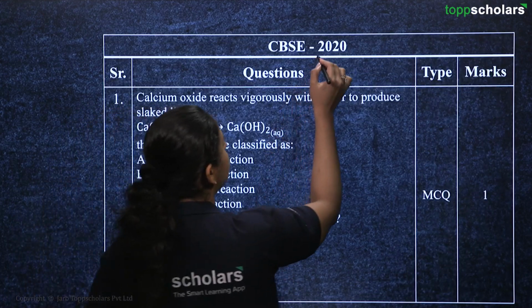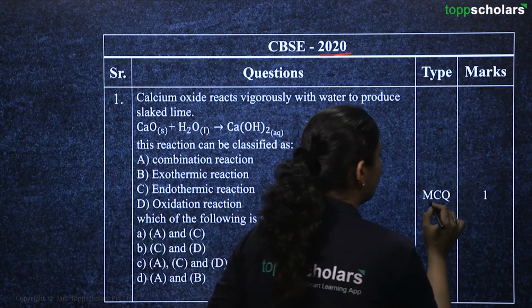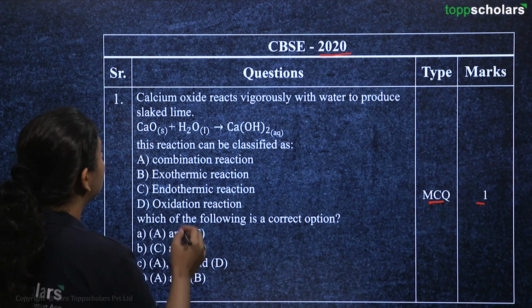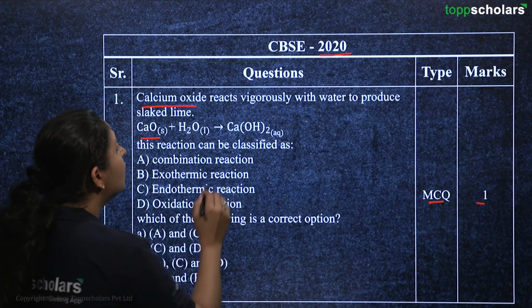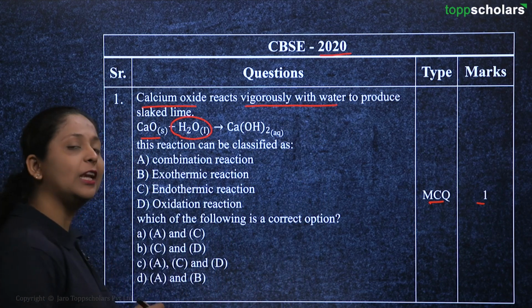The next question is from the year 2020 paper. It is a multiple choice question holding 1 mark for you. Correct? So let us look at the question here. You have calcium oxide, which is in the solid state, vigorously reacting with water, which is in the liquid state.